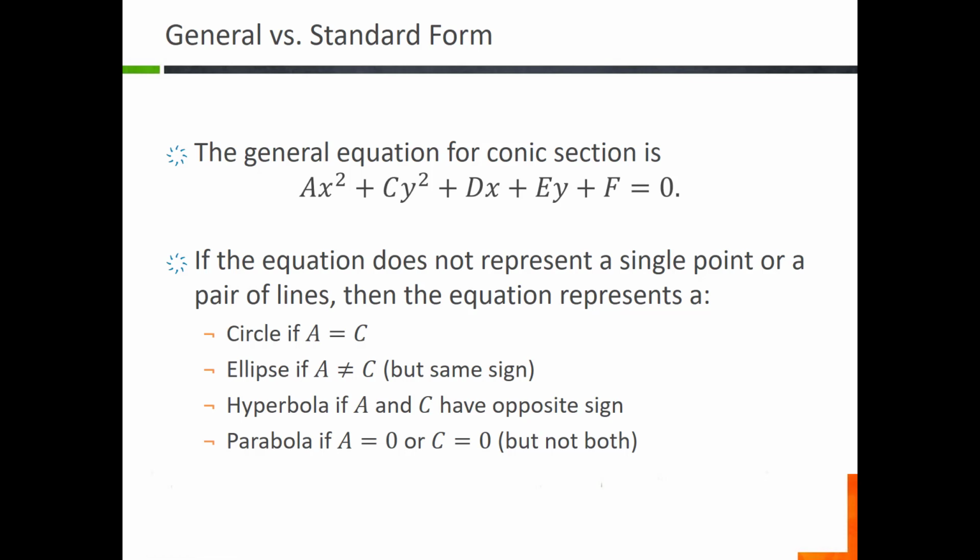In order for us to have a parabola, you can only have one squared term. So either A is 0, and so there's no x squared term, it's just y squared, or the C is 0, which means the y squared term is gone, and so you're only having the x squared term. So if you only have one squared term, then you'll have a parabola.